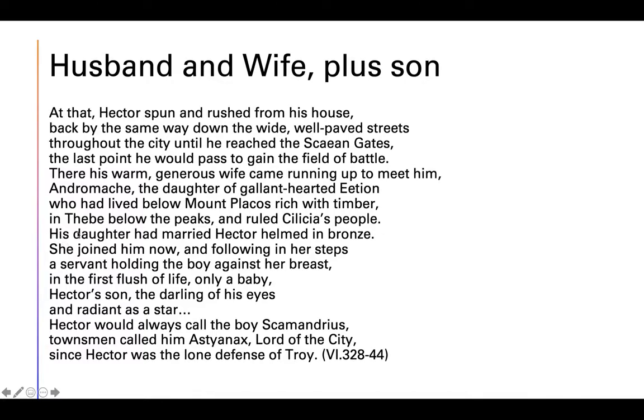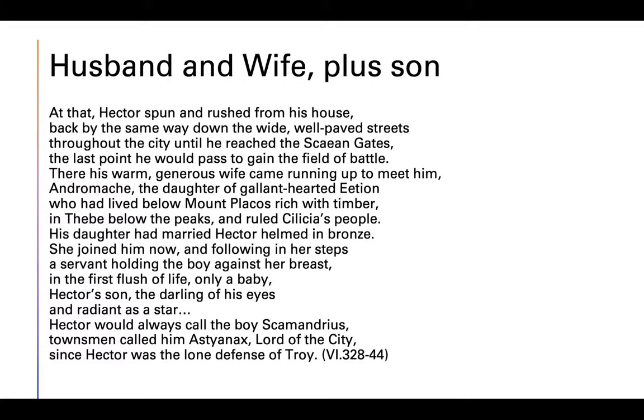So Andromache's father's daughter had married Hector, helmed in bronze. She joined him now, and following in her steps, a servant holding the boy against her breast. In the first flush of life, only a baby, Hector's son, the darling of his eyes, and radiant as a star. Hector would always call the boy Scamandrius. Townsmen called him Astyanax, lord of the city, since Hector was the lone defense of Troy.